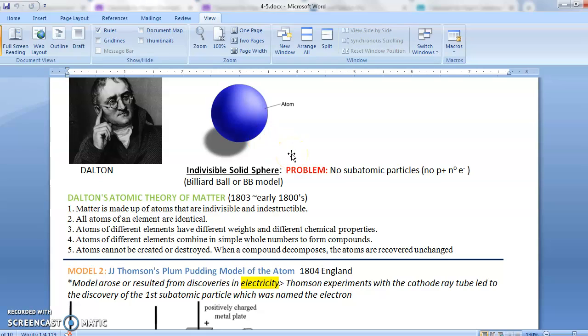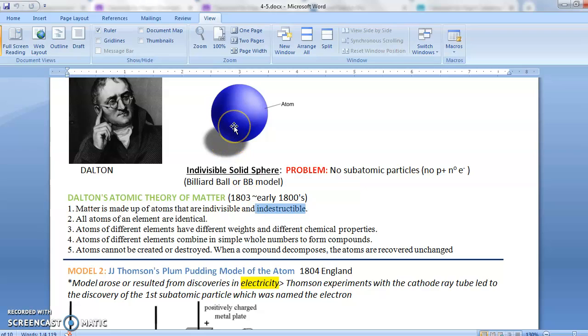Well, we know of isotopes. Atoms of the same element can have different numbers of neutrons in the nucleus, giving them a different mass. What did Dalton say? A very famous theory came out in the early part of the 19th century. All matter is made up of indivisible and indestructible atoms.